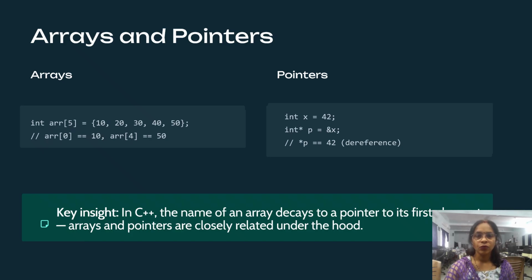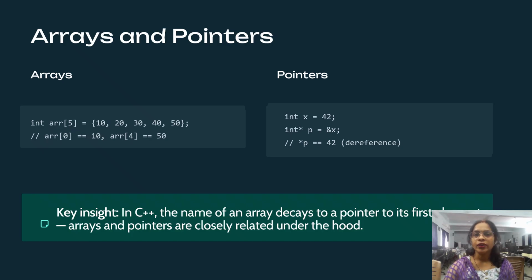That is, array 0 is used for 10, array 1 is used for 20, array 2 is used for 30, array 3 is used for 40, and array 4 is used for 50. And what about pointers? Pointers hold the address of variables.